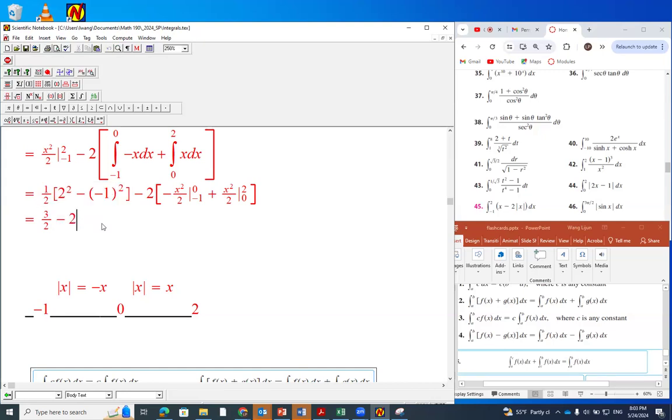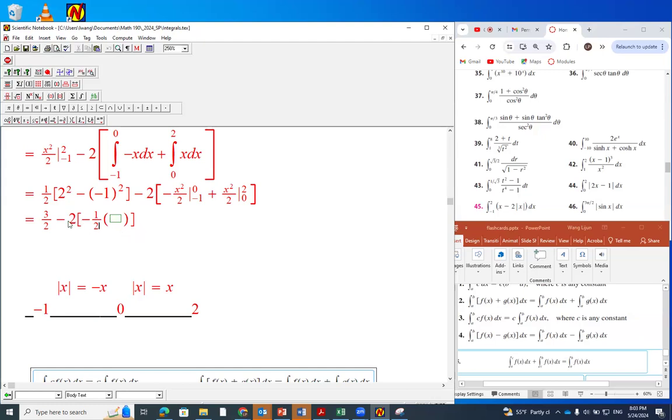Subtracting 2, and the second bracket, right? We have this negative sign here. We'll just leave it out. And there's a half there. You know what you can do?